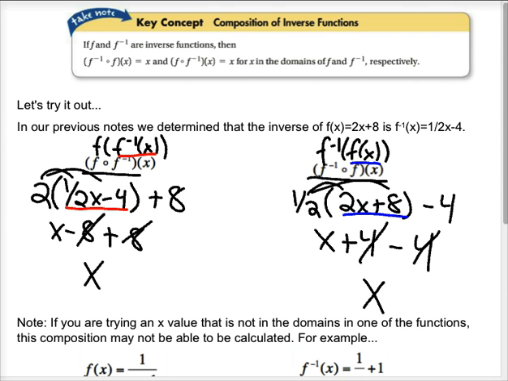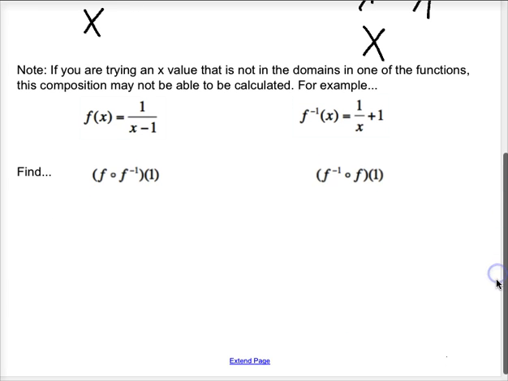All right, one last little concept. Something else I need you to know is if you're trying to find an x value that is not in the domains of the functions, the composition may not be able to be calculated. Because that domain has to work in both functions. So if in one of them it doesn't work, you can't really find the composition.